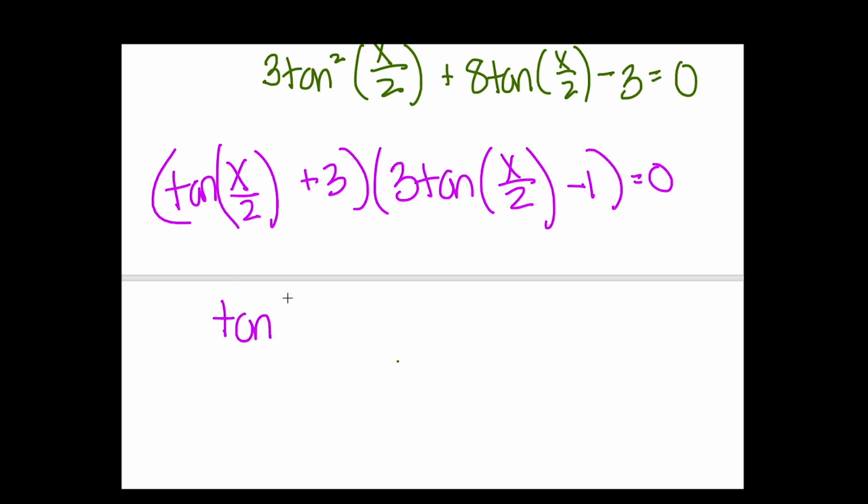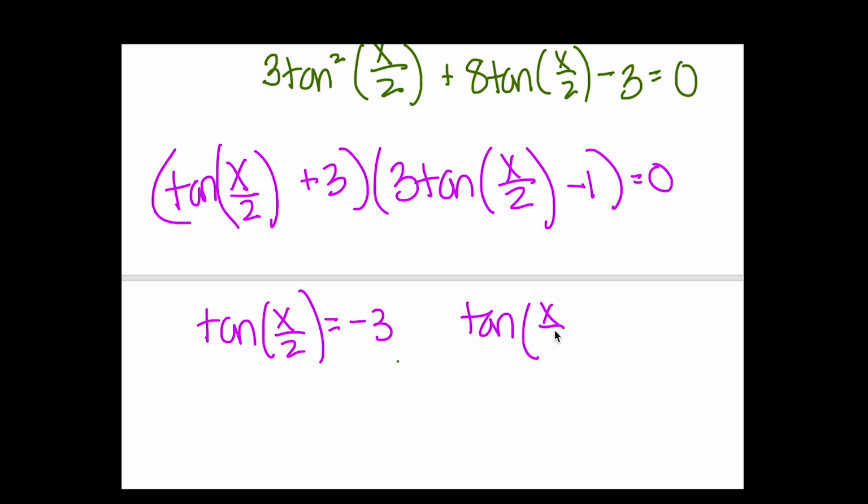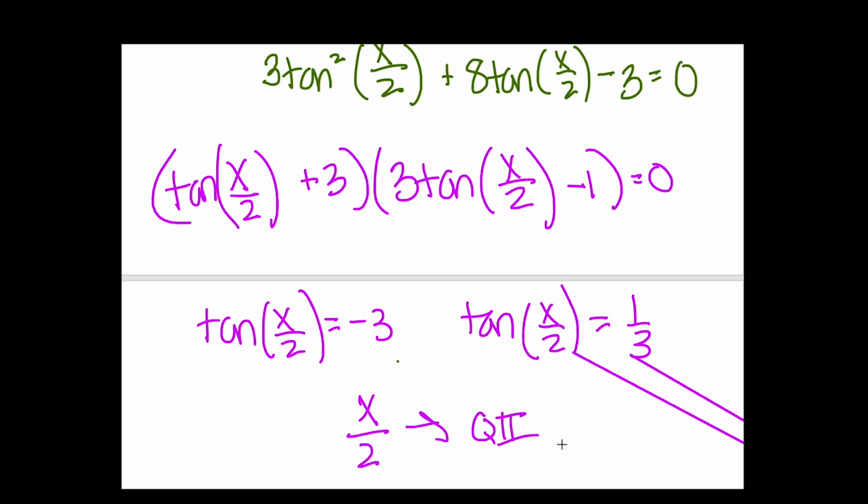Okay, so I get the tangent of x over 2 equals negative 3, and the tangent of x over 2 equals 1/3. But remember, x over 2 has to be in the second quadrant. What's the sign of tangent in quadrant 2? Tangent here is negative. Therefore, my only answer is negative 3.